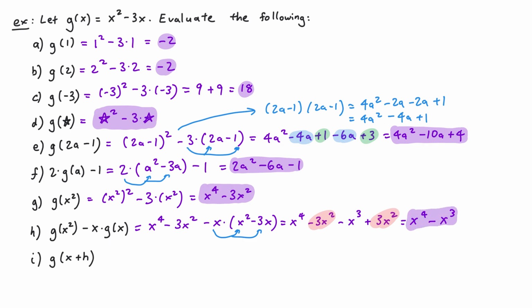In our last example, we have g of x plus h. Just like all of our previous problems, if we want to figure out the output of our function, we go to the formula for the output, which is x squared minus 3x, and we replace the x's with the new input. So g of x plus h is going to look like x plus h squared minus 3 times x plus h. For now, we won't simplify this expression any further. We will in the future when we talk about difference quotients.